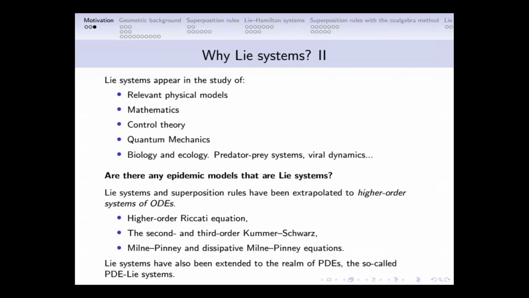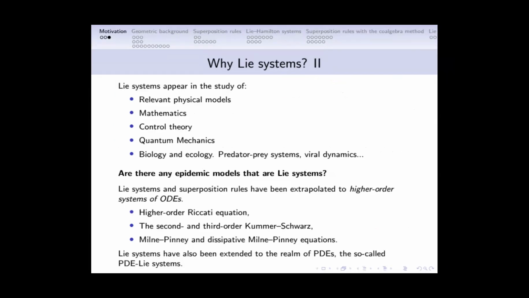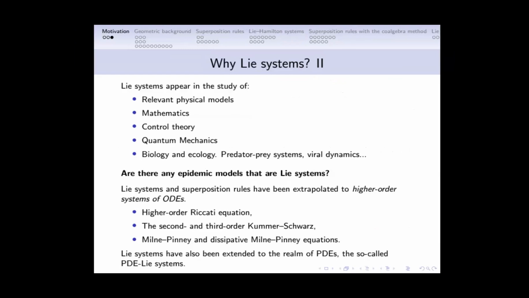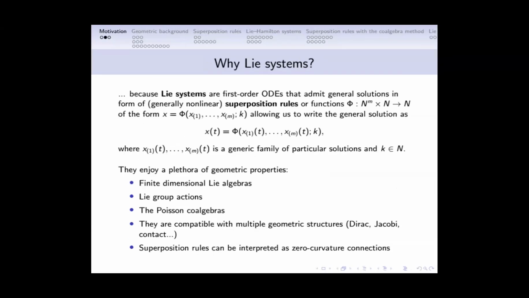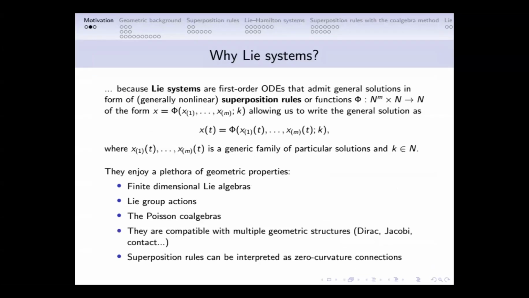Yes, sorry about the interruption. So those phi's, they take arguments from N to the power m times N into N, right? Could you backtrack one slide? Yes. So why are those arguments there? The x, comma, the x of t's, all those guys. Why are they in N?